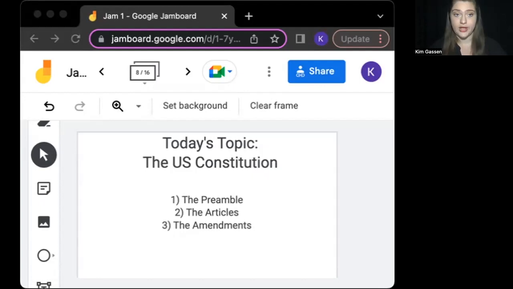First, we have the Preamble. The Preamble is one really long sentence with lots of important parts. We're going to go over all of them and break it all down. And then we have the articles and the amendments.